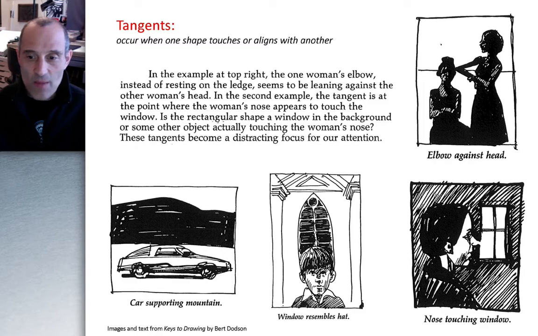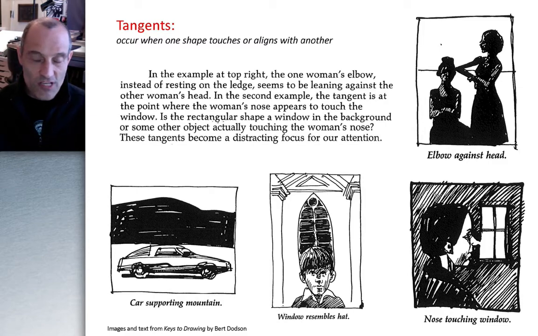In the example on the bottom right, it says the tangent is at the point where the woman's nose appears to touch the window. Is the rectangular shape a window in the background, or some other object actually touching the woman's nose? These tangents become a distracting focus for our attention.